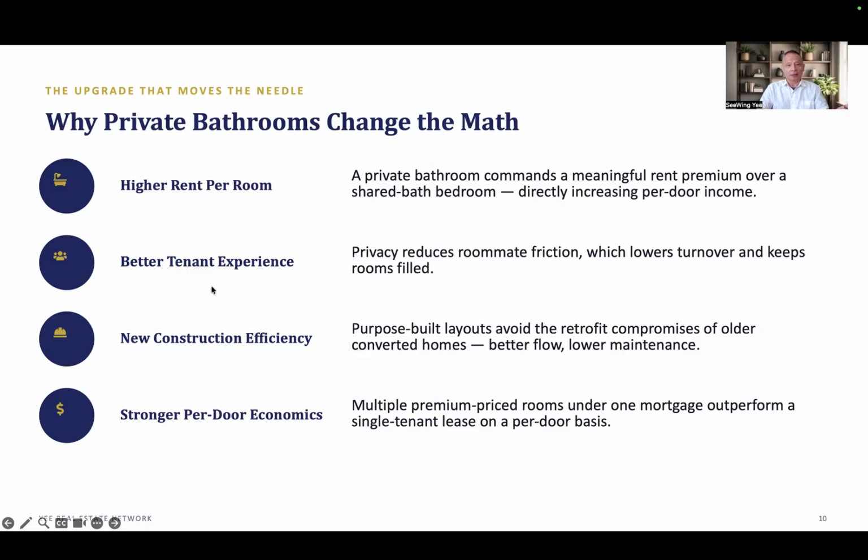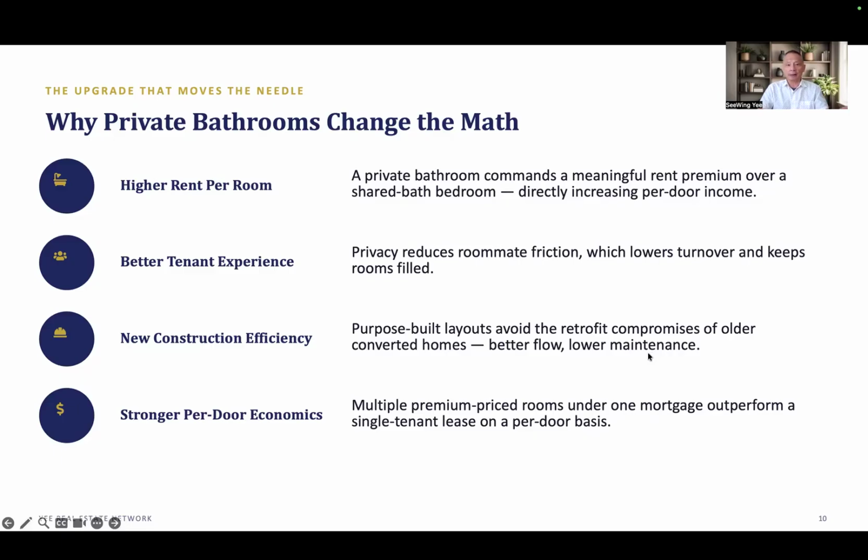So 1 bedroom to 1 bathroom ratio, new construction home, you have a better tenant experience. It reduces roommate friction, which lowers turnover and is a very good customer tenant experience. New construction efficiency, right? Purpose-built layout, avoid retrofit compromises of older converted homes, better flow, lower maintenance, and of course, warranties, the whole 9 yards.